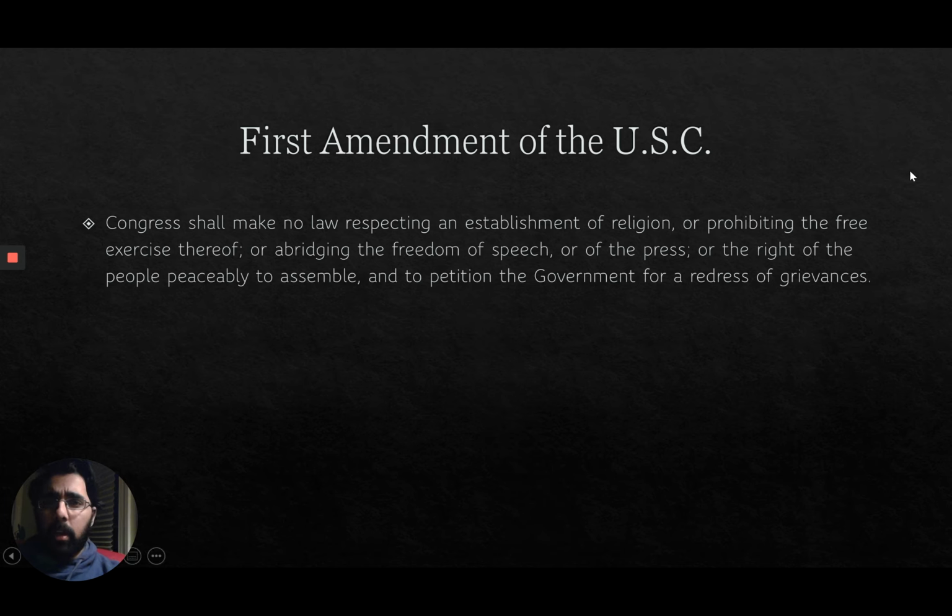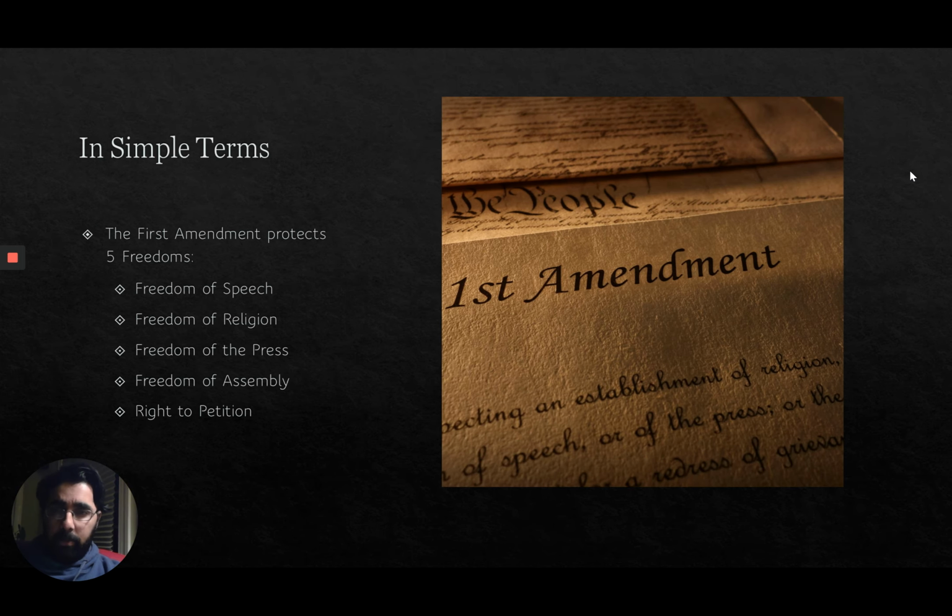The First Amendment of the U.S. Constitution states that Congress shall make no law respecting an establishment of religion or prohibiting the free exercise thereof, or abridging the freedom of speech or of the press, or the right of the people peaceably to assemble and to petition the government for a redress of grievances. So in simple terms, the First Amendment protects 5 freedoms: the freedom of speech, the freedom of religion, freedom of the press, freedom of assembly, and the right to petition.